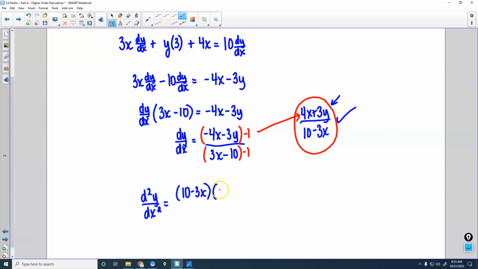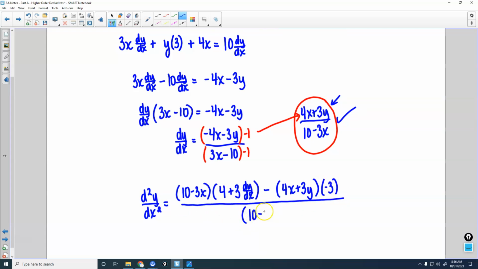And the derivative of this is going to be 4 plus 3 dy/dx, minus 4x plus 3y, times the derivative of the low, which is just negative 3, all over 10 minus 3x squared.